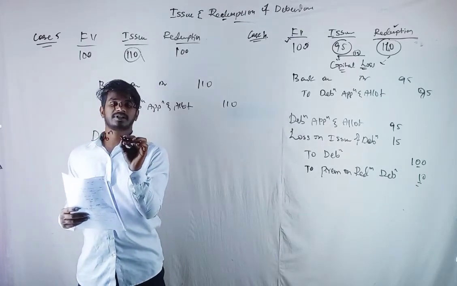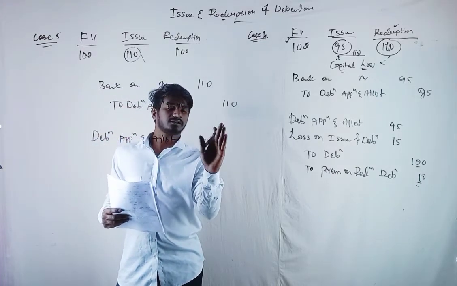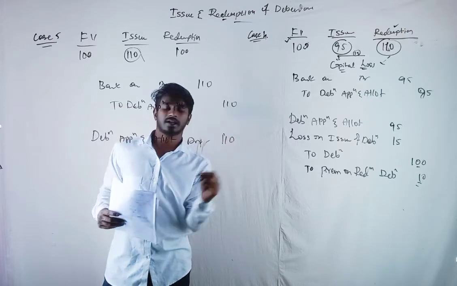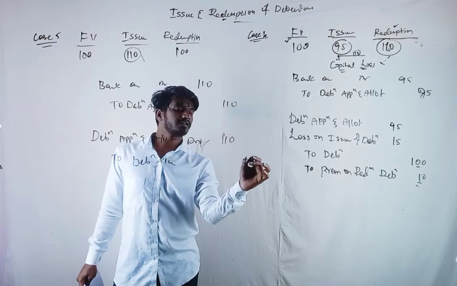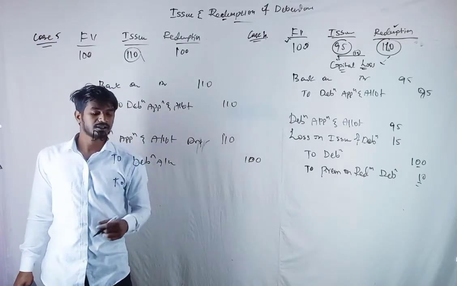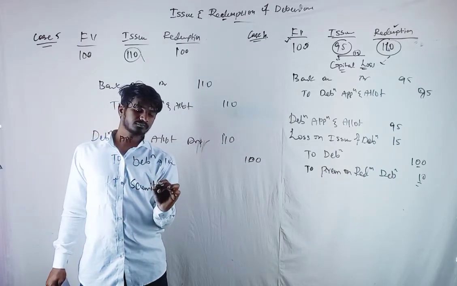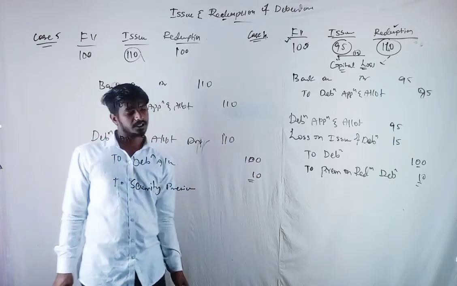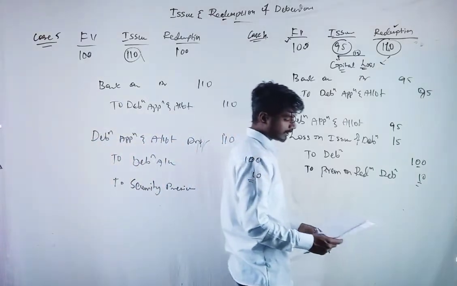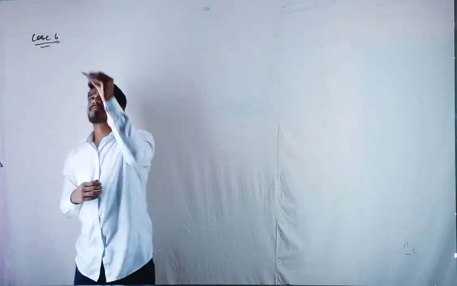The second entry, debenture application and allotment debit 110, to debenture account 100, and we will create a liability account, securities premium, 10 rupees. That's it. Case 5 is done. You can take it down, all the cases. Yes, let us move to case number 6.